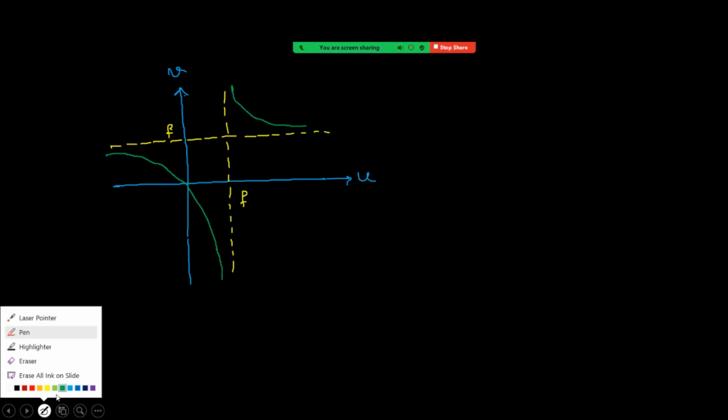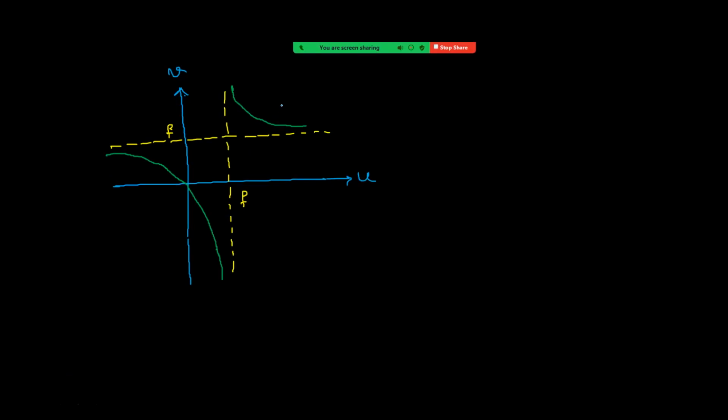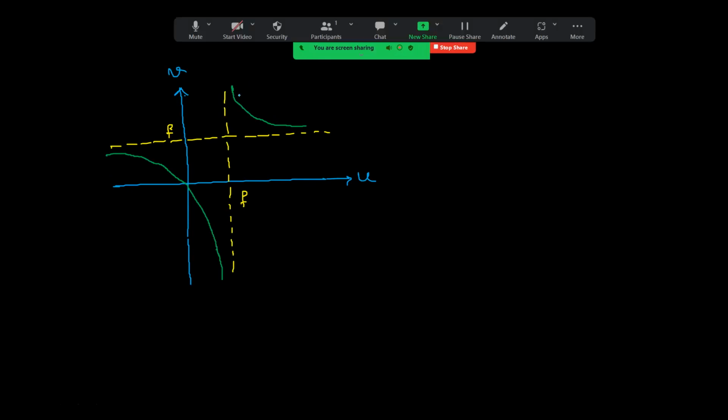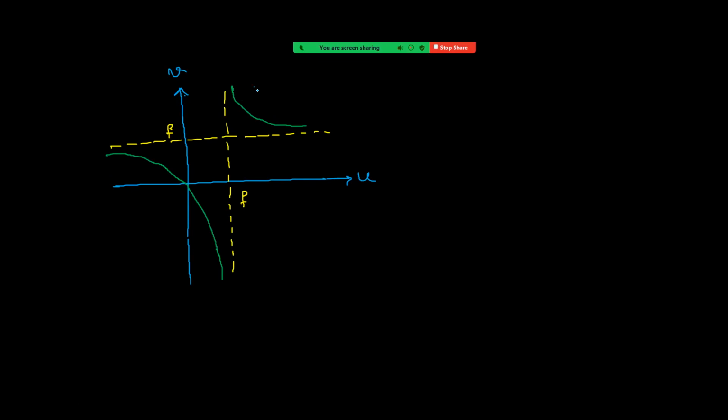Graph in the first quadrant. So what does it mean? In the first quadrant, U positive means it is a virtual object. V also positive, it is a virtual image. You can see 1 by F equals 1 by V plus 1 by U, right? F positive, so both can be positive, right?